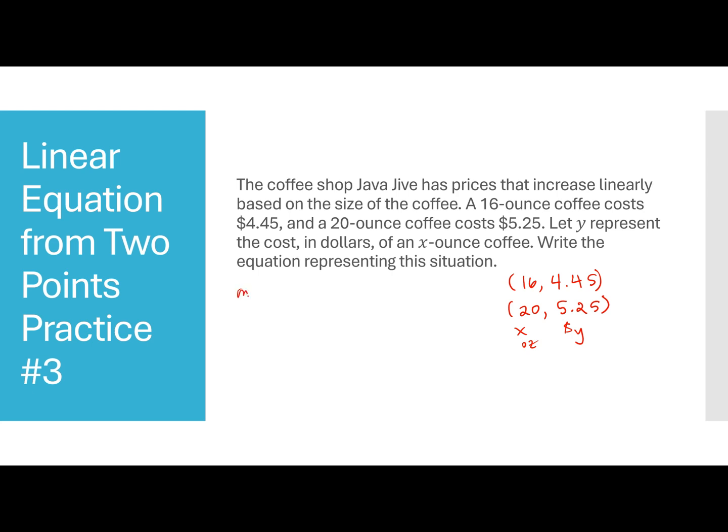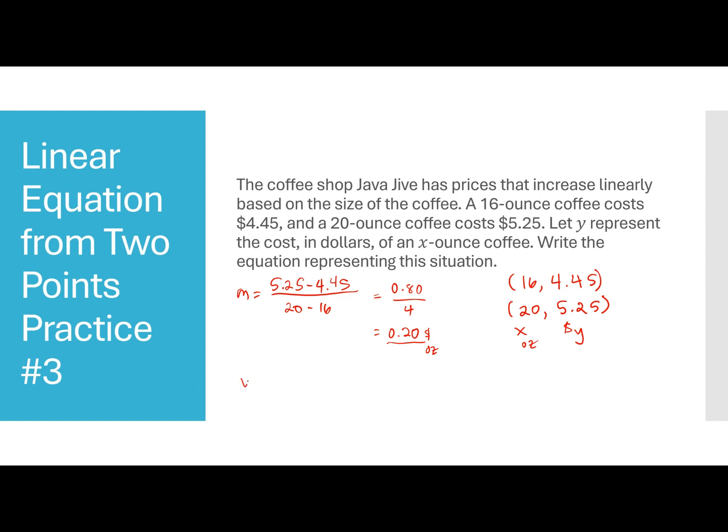For my slope, I'm going to do my y minus y over x minus x. Oh, I've written something wrong. 45, not 25 cents. I'm going to get 80 cents divided by 4, or this is 20 cents or 0.20 of a dollar for every 1 ounce. Okay, but that's not what we're looking for, not just the slope, but the full equation.